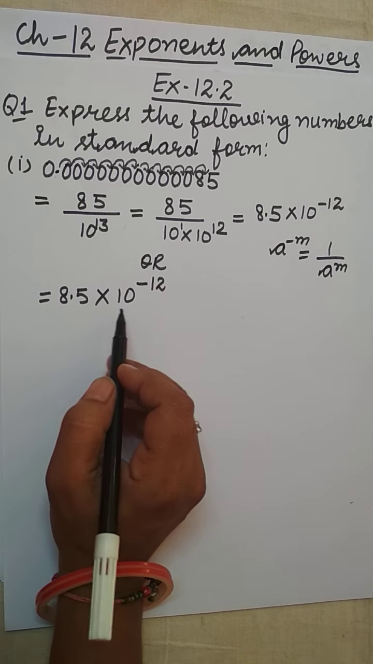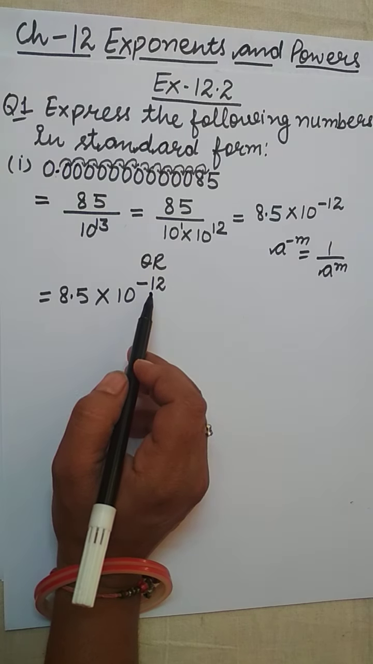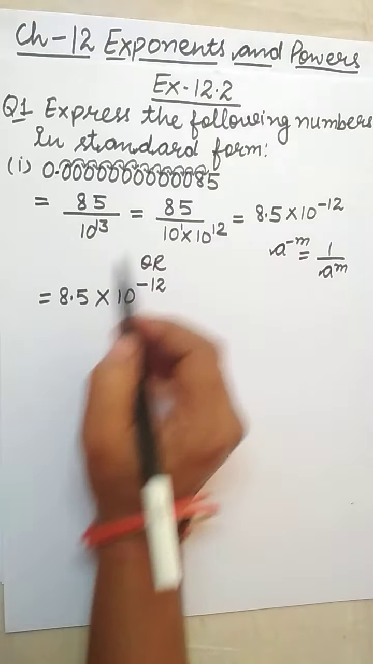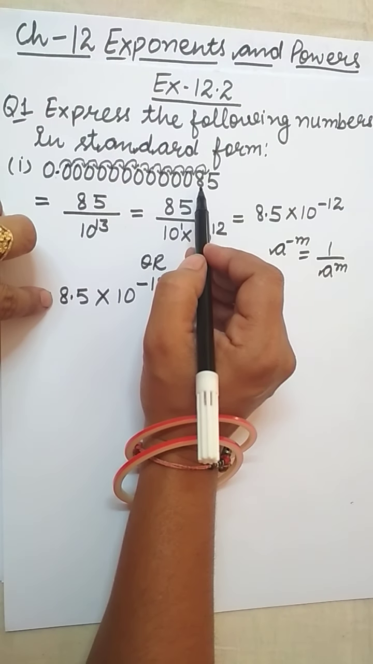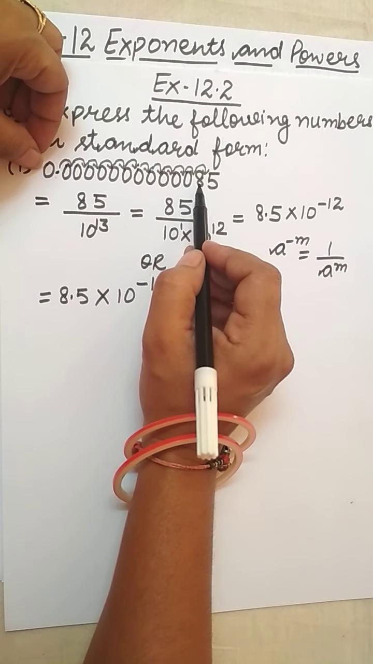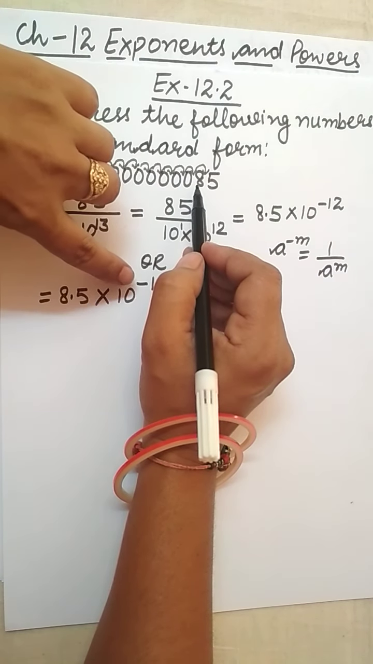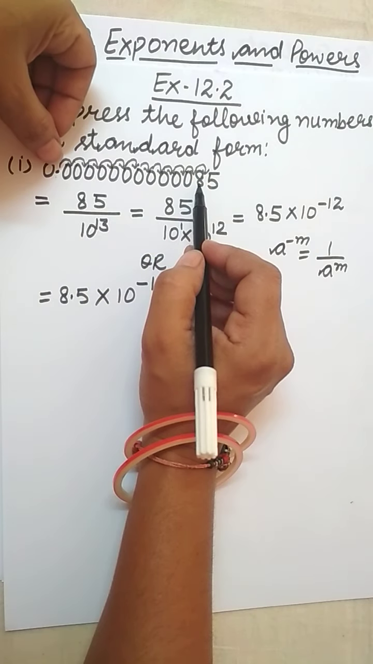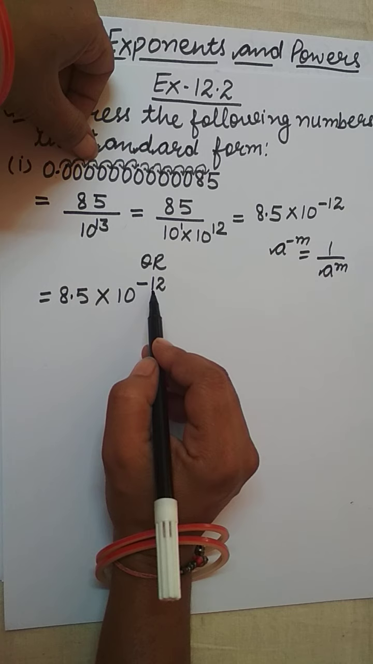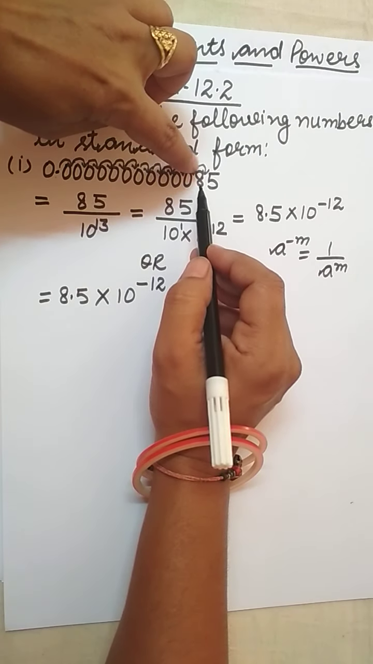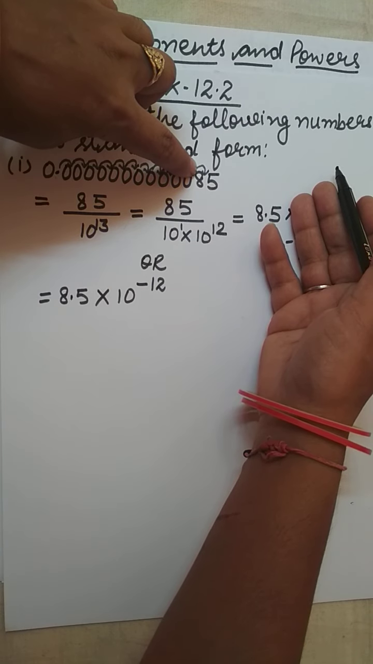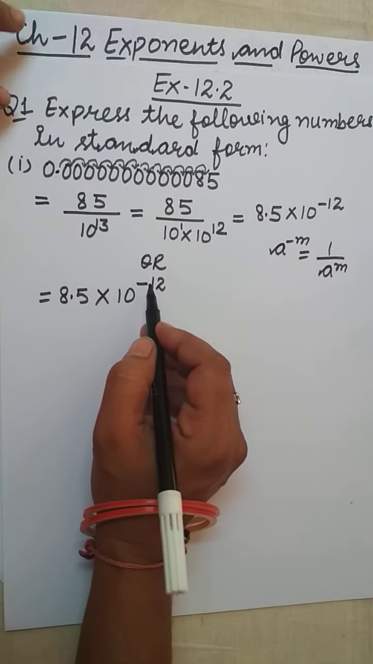One thing more: how do you know whether the power will be negative or positive? Here in this question, I have to write 8.5. If you are counting the digits to the left, then the power will be negative, as we are counting these digits to the left of the 8. So the power will be negative. If the zeros are on the right side of this 8, then the power will become positive.